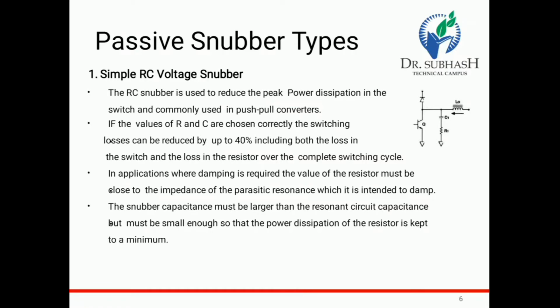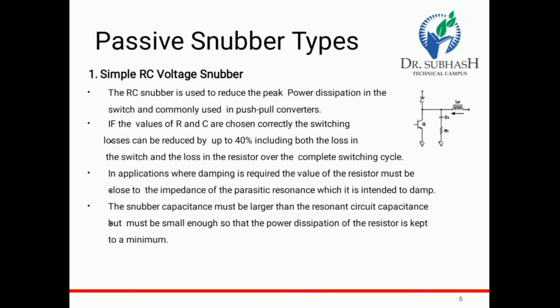When we design this simple RC voltage snubber circuit, we have to select the different parameters, the values of R and C. If we select the proper values of R and C, we can reduce the loss by 40%, right? In applications where damping is required, the value of the resistor must be close to the impedance of the parasitic resonance which we intend to damp.